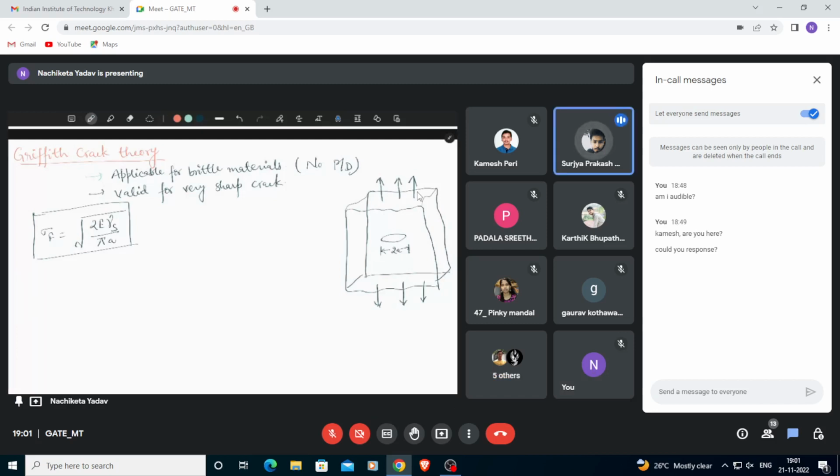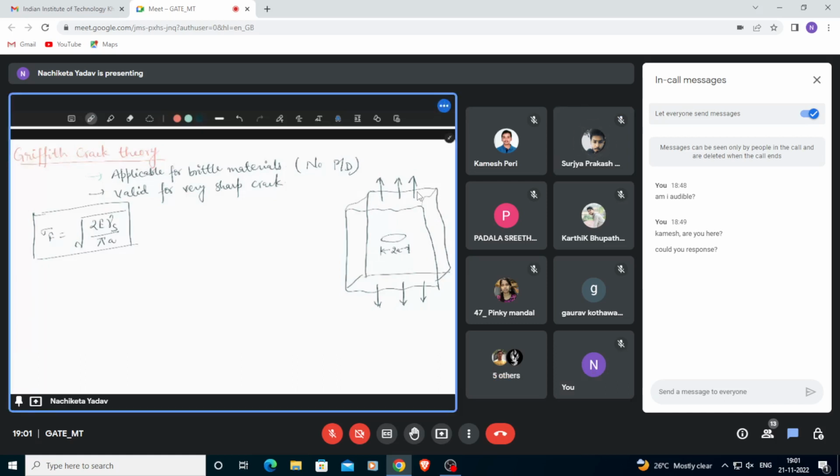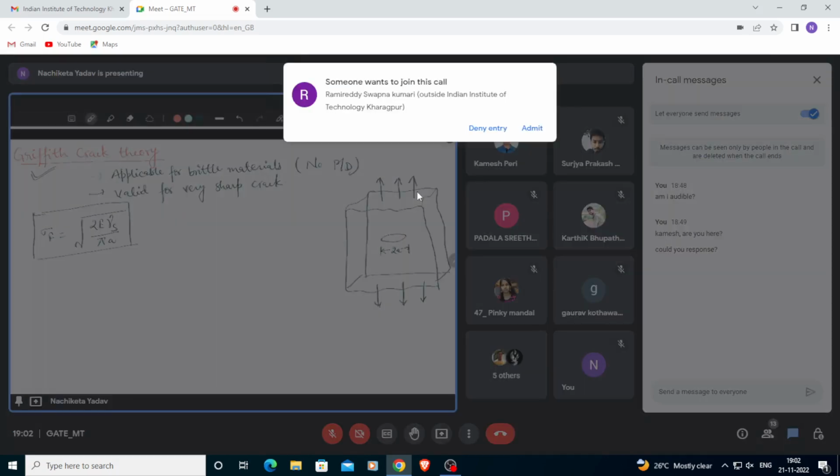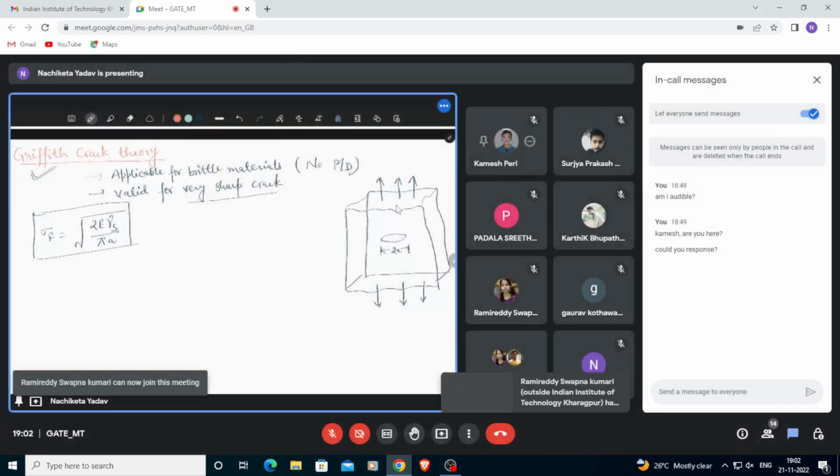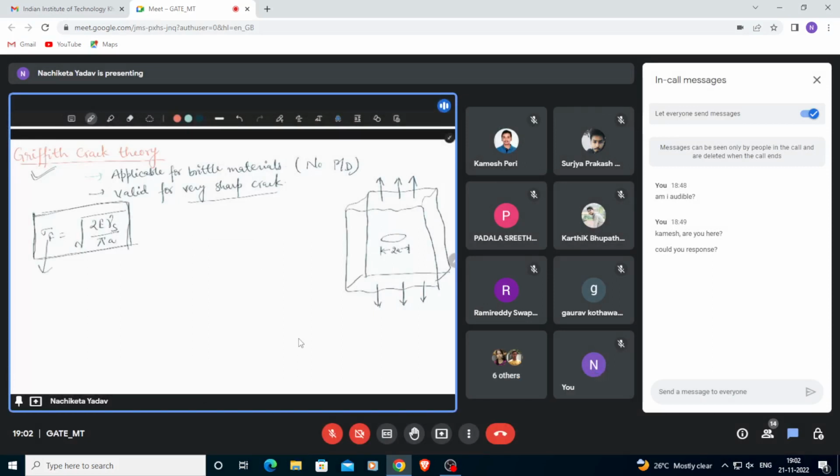Okay. Can you tell me what is Griffith crack theory? Anyone? I have already written the formula and its criteria. Griffith crack theory is applicable for brittle material. If there is no plastic deformation in a material, then we can apply Griffith crack theory, and it is valid for only very sharp cracks. If we want to calculate fracture stress, we can calculate it from this formula. This formula is called the Griffith crack theory formula.